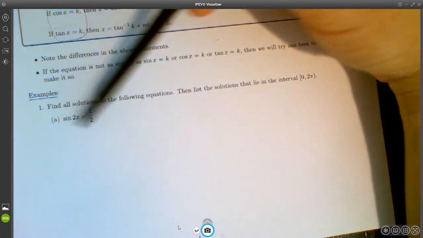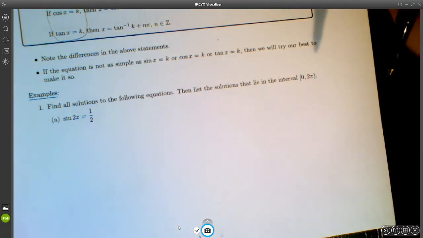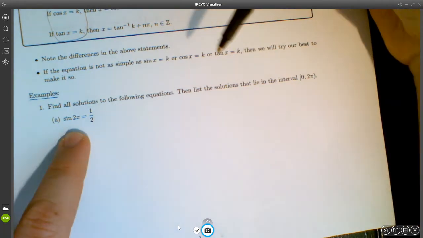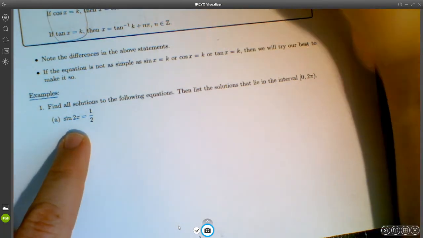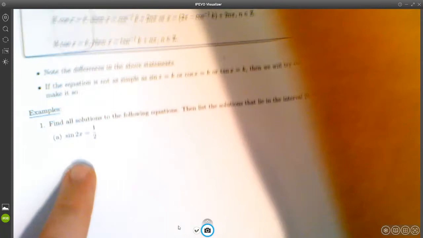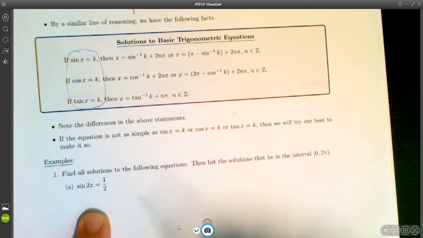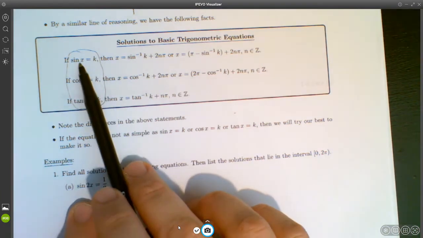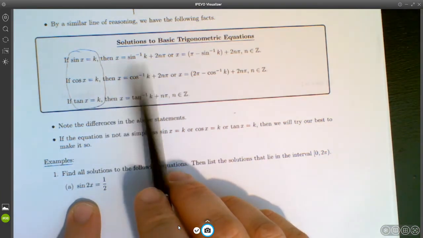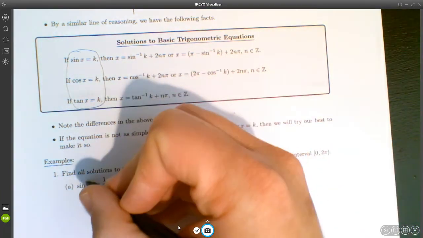So here we have sine 2x equals 1/2. This is already set up for us, right? This is already in this top format, sine x equals k. So right away we can say, well, if sine x equals k, then x is sine inverse of k. In this case, our argument is 2x.